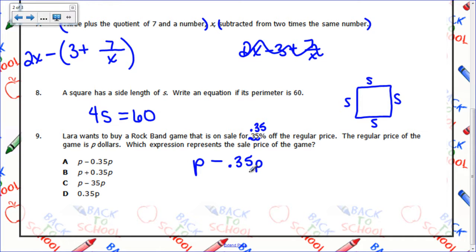And so if you look at the expressions that you have, A is the only one that matches. C looks similar, but C's missing the decimal, and there's a big difference between 35% and 35. So the decimal has to be present, otherwise you're not dealing with the 35%. You're dealing with a much larger number. And so make sure that you keep the decimal in there.